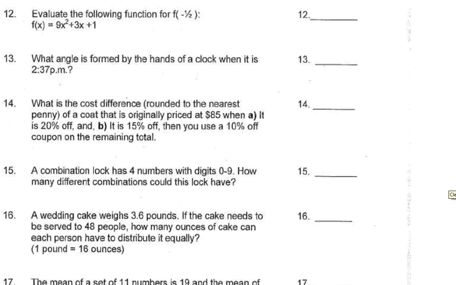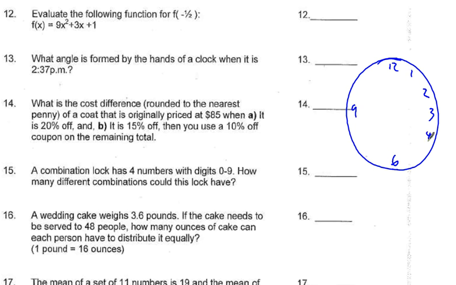This is probably the toughest problem on the lot, but it's not too bad. Number 13, what angle is formed by the hands of a clock when it is 2:37? So I'm going to draw a clock. Pretty good circle. And I'm going to label it 12, 3, 6, 9. And you're probably going to want to label this even in the competition.